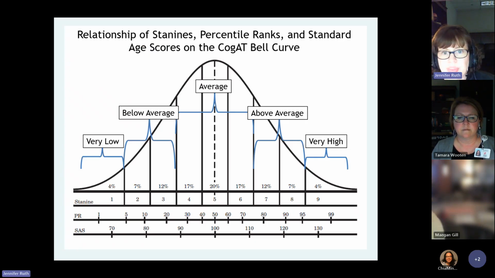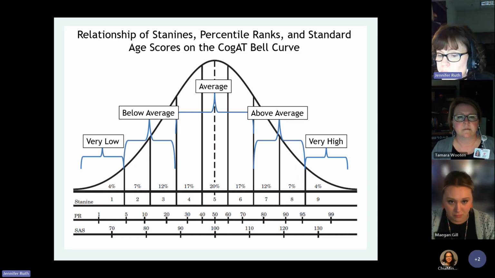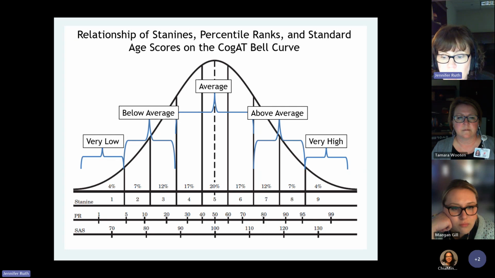So this is the bell curve. Now, CogAT is a standardized assessment, and like most standardized assessments, it conforms to a bell curve. This bell curve is broken down into 9 parts called stanines. And so you'll see that at the bottom there, the stanines. So a student whose CogAT profile starts with a number 1 has a very low cognitive ability. Now, that's not a permanent designation, but that just means that right now, how that student learns, how they're able to solve problems, they have a very low cognitive ability. And that will obviously impact their achievement and how well they do in school.